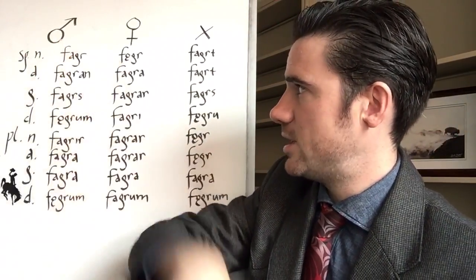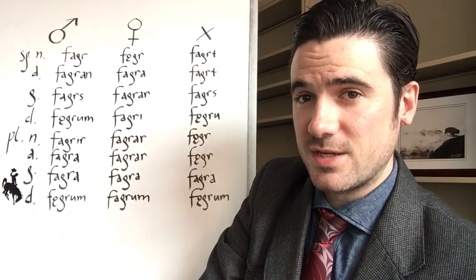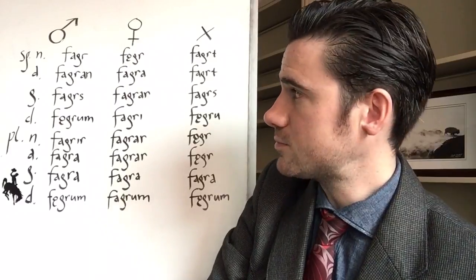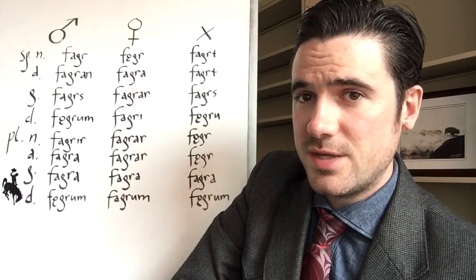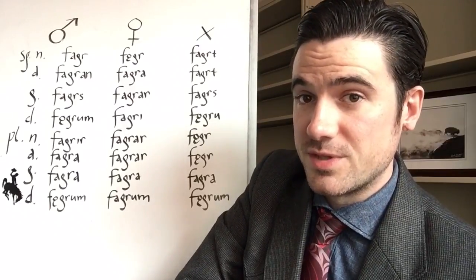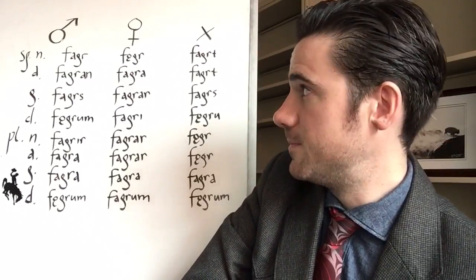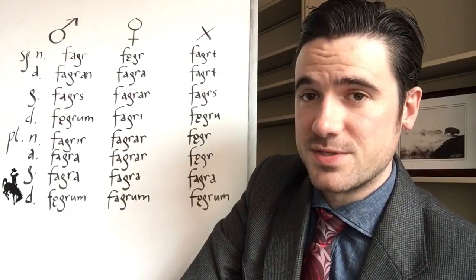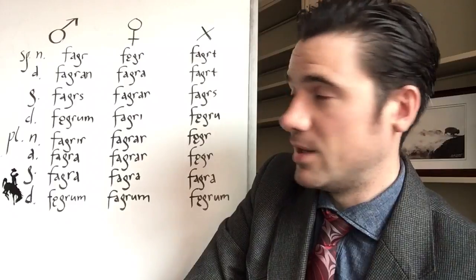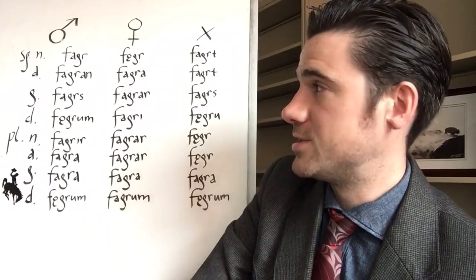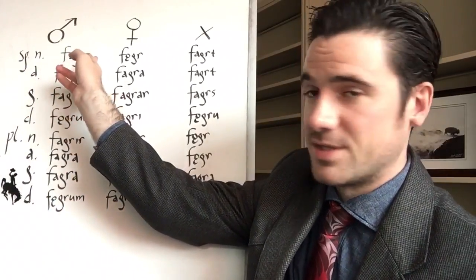Notice that in the masculine nominative singular, we don't add a second R at the end, unlike with the other adjectives, because Old Norse is highly resistant to ever having three consonants in a row, especially if two of them are the same consonant. Since this would get us three consonants in a row, with two R's, it's simply not added at all. And so fager is the masculine nominative singular.